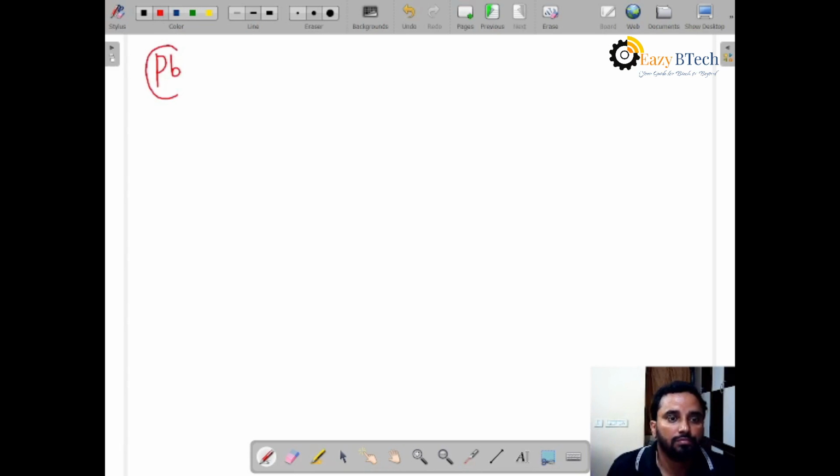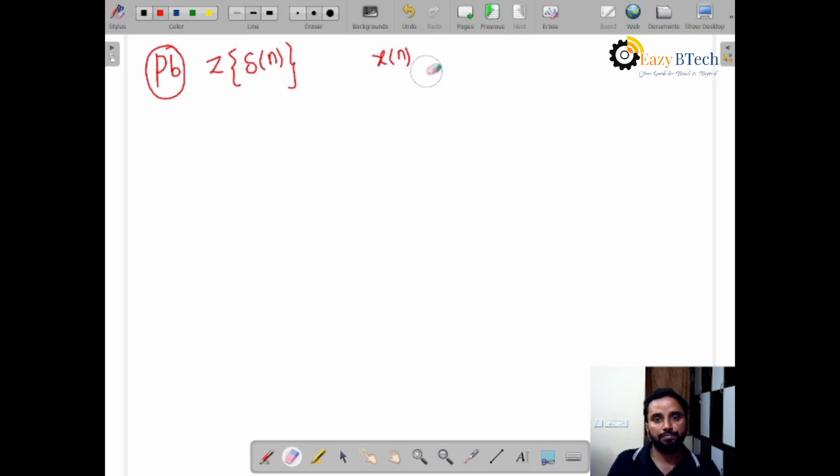The Z transform of del of n. So this is the impulse sequence. What is the signal here? Impulse sequence. The given signal is an impulse sequence. So what is the Z transform of this impulse sequence?